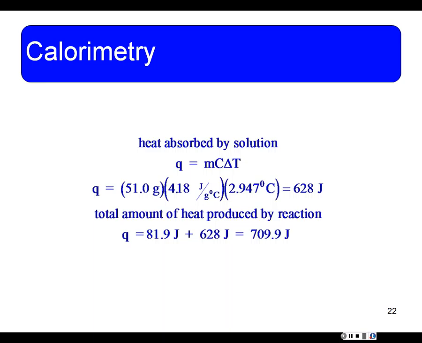Okay, and then our change of T was 2.947 that we already found, so that equals 628 joules. So we found the heat absorbed by the calorimeter plus the heat absorbed by the solution. We find this by measuring the temperature, and then we plug it in to Q equals MC change of T. So now the heat produced by the reaction is 709.9 joules. So that is the answer to part A.